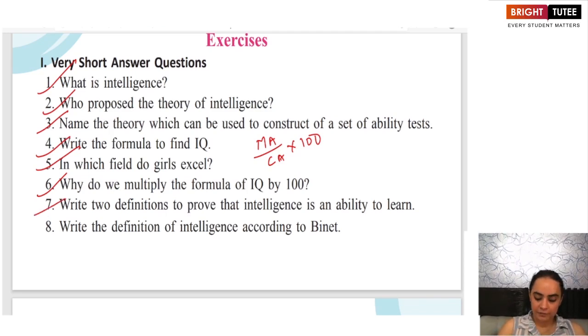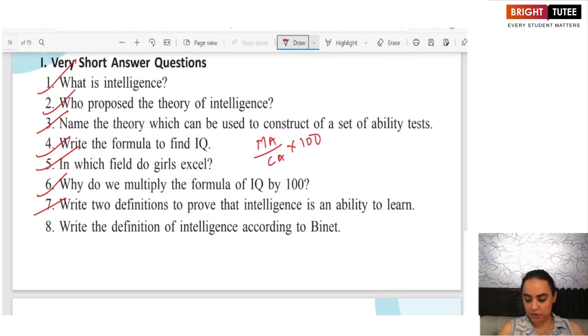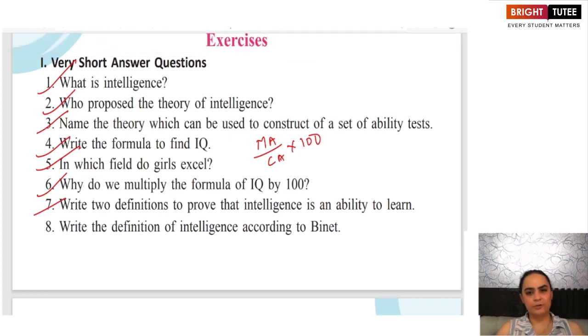The two definitions that prove that intelligence is an ability to learn. If you remember, at the beginning of your chapter only, there were different definitions given of intelligence. And ability to learn, we had definitions by Buckingham, Spearman and Thurston. So 3 psychologists had defined intelligence according to the ability to learn. You can write any 2 out of them.